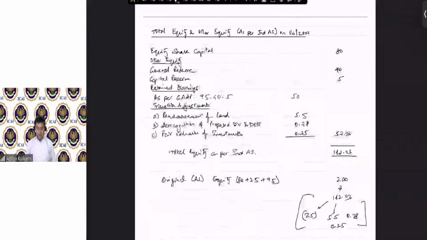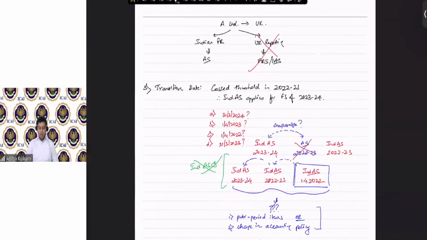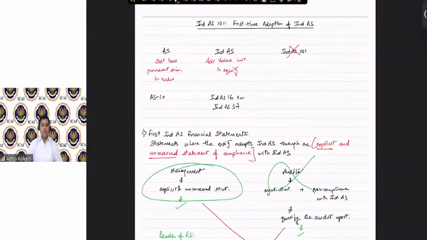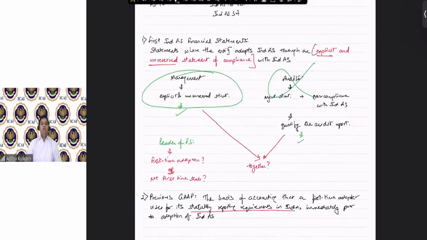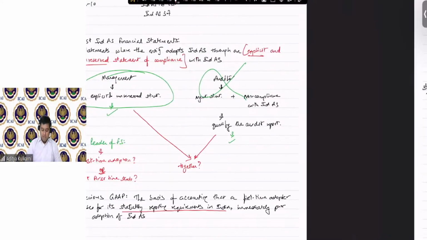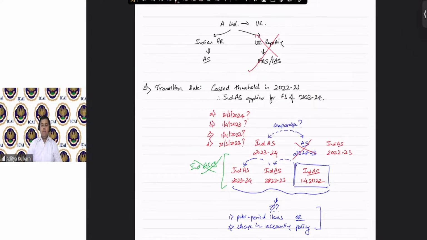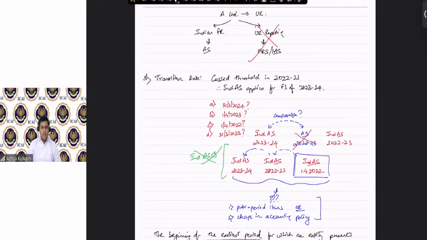So, in the previous session, what all did we check? What do we mean by Ind AS 101 transition? What do we understand by first Ind AS financial statements? Then we saw the meaning of previous GAAP. And then what do you exactly mean by the transition date? So these were the three major things that we saw.